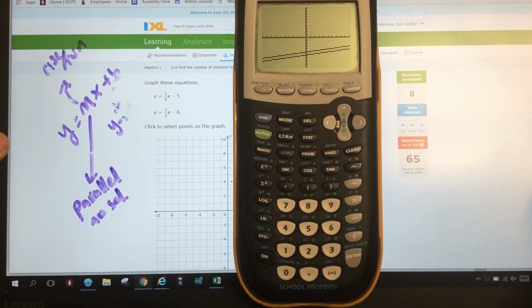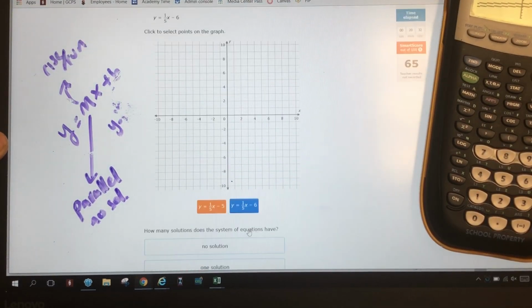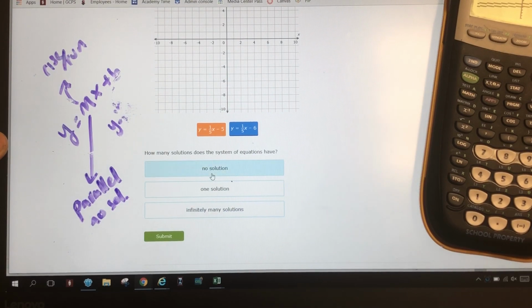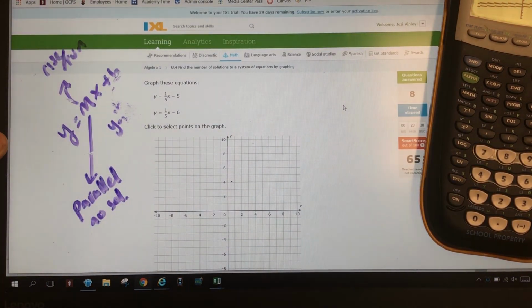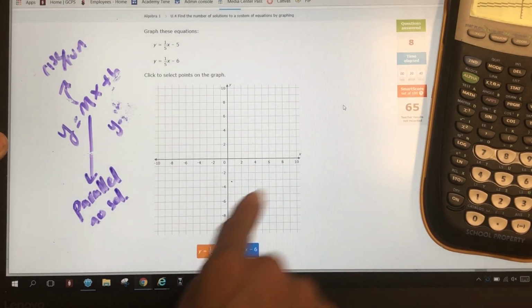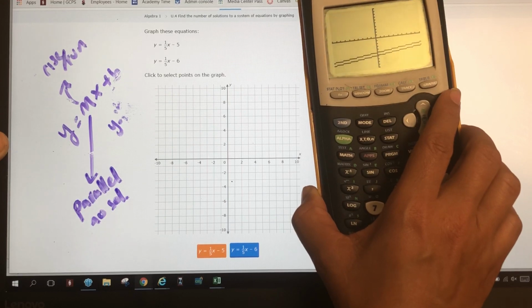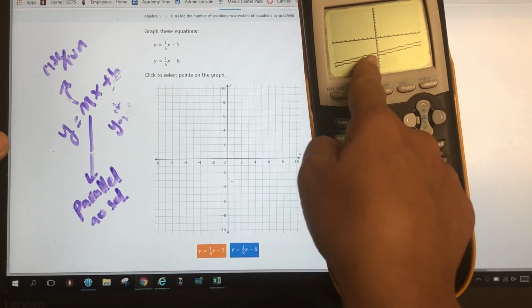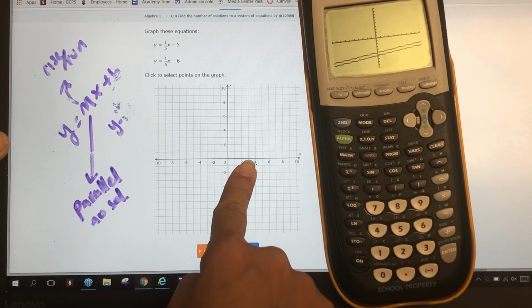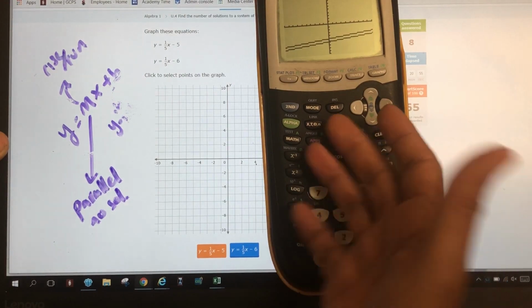They are parallel. So how many solutions does that have? No solution. Okay, unfortunately, IXL's not going to let you put no solution and move on because they're also grading your ability to graph this. So what we're going to try and see, yeah, we're just going to have to graph that by hand actually because you can't really see it so clear to make it exact, can you? Yeah, we're just going to graph it. But that's a good way to check your answer.